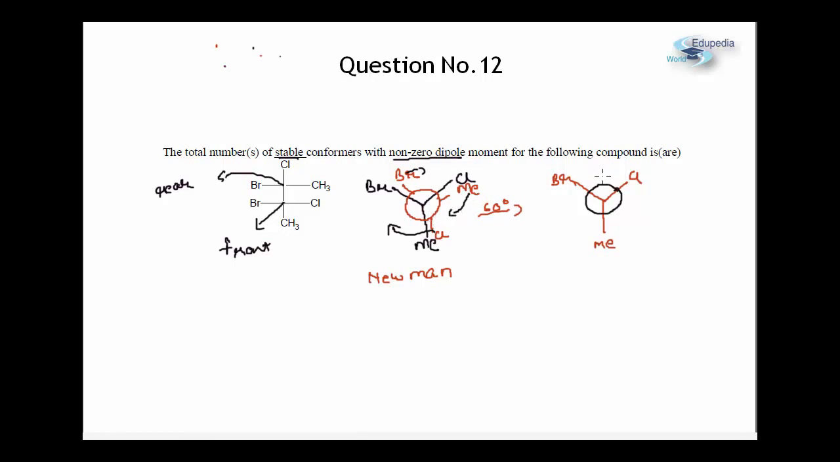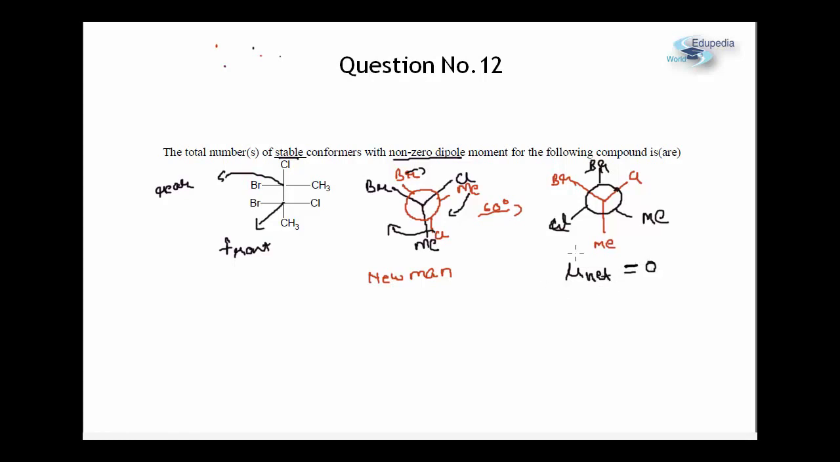So basically I'll get a bromine here, fine, I'll get a methyl here, and I'll get a chlorine here. Now what you need to see over here is that two chlorines are opposite to each other, so they will cancel out each other's dipole moment, but Br will not be cancelling out the dipole moment. So this is a stable conformer, and mu net for this is going to be equal to 0.